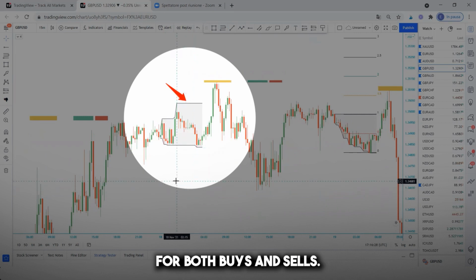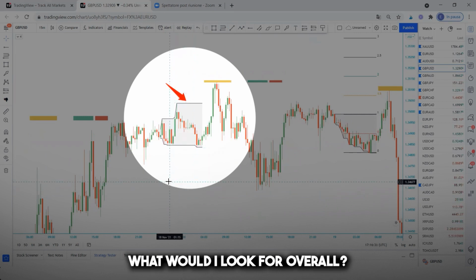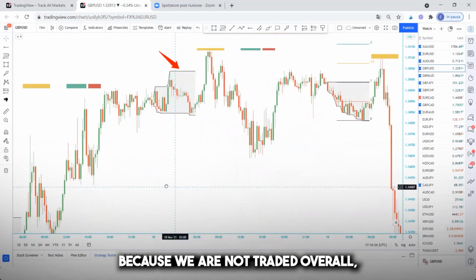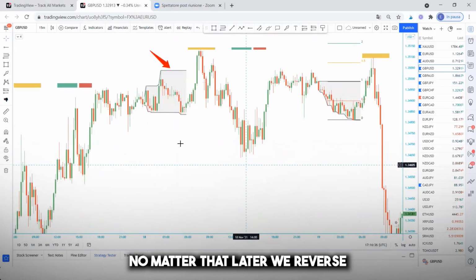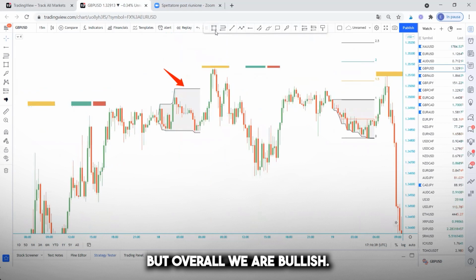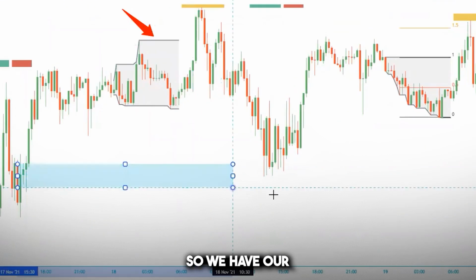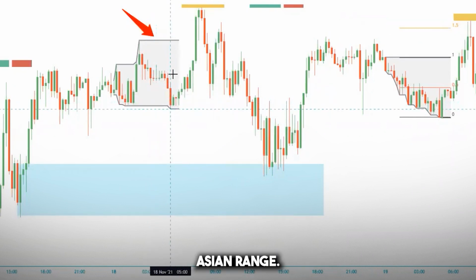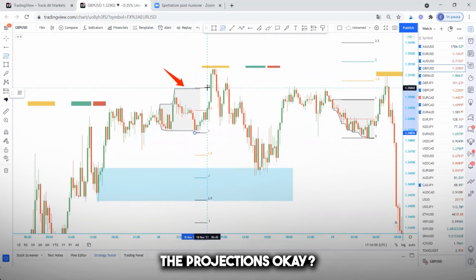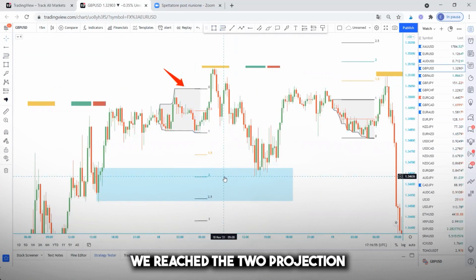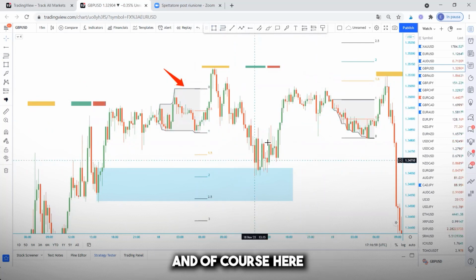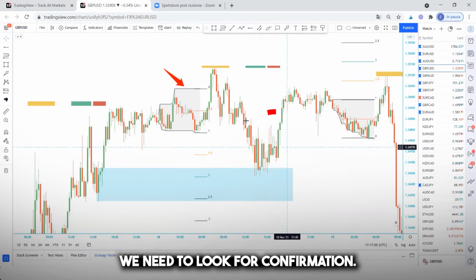Here, why did I mark this? Because this goes for both buys and sells. What would I look for overall? I will look for buys because we are in an uptrend overall. No matter that later we reverse and continue to the downside, overall here we are bullish. Here we have our demand area. Here we have our Asian range. We put the projections. Okay, what do we reach? The 2 projection, and then we continue to the upside. So this could be a buy trade, and of course here we need to look for confirmation.